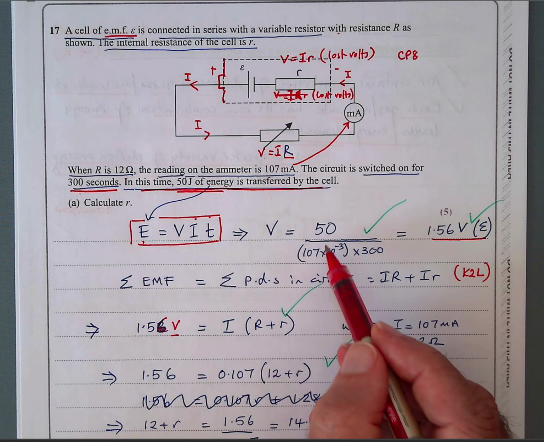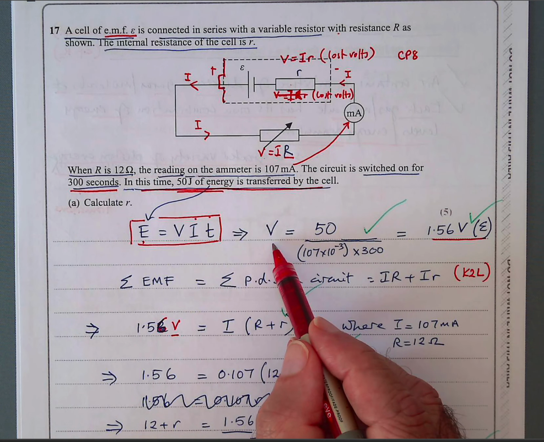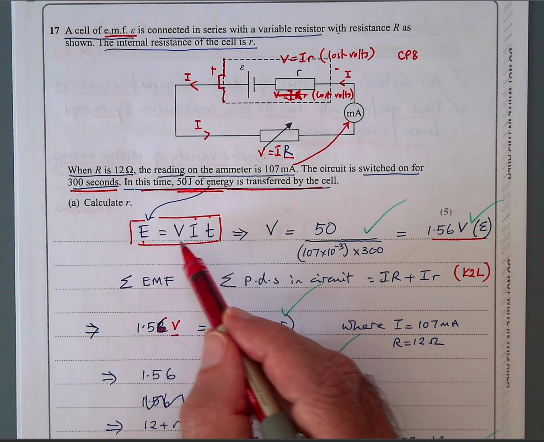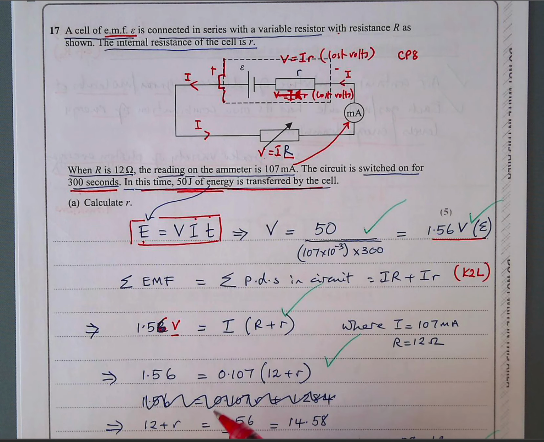So the total energy allows you to work out the voltage that's causing it. So that's going to be the EMF of the cell. So you divide that and you come up with 1.56 volts. So that's how they work out the EMF of the cell in question 17.